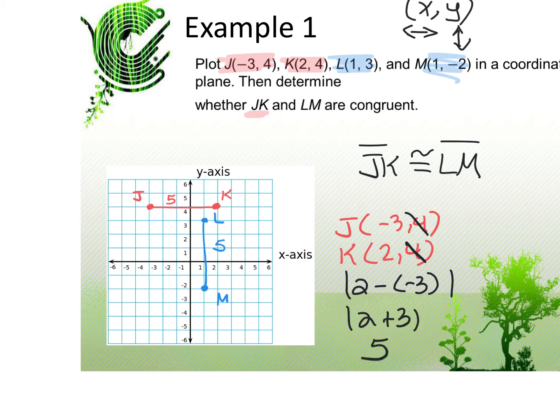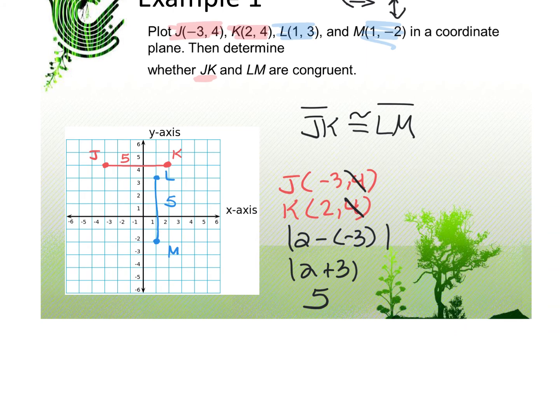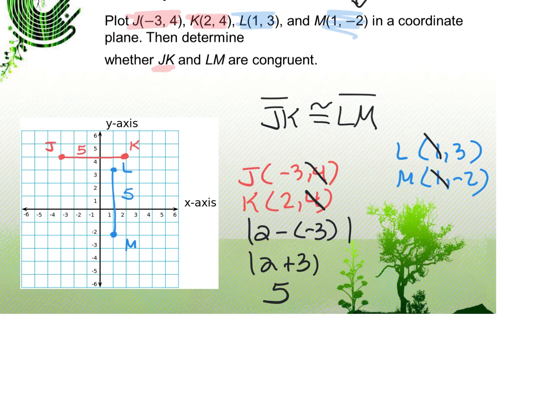So if I don't have a graph where I can count the little squares, I could also subtract the coordinates. If I do LM, L is (1, 3), M is (1, -2). Get rid of the part of the ordered pair that's the same. And now I can subtract. 3 minus -2 turns into 3 plus 2, which again also gives me 5.